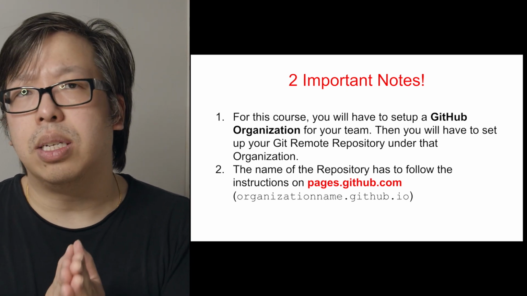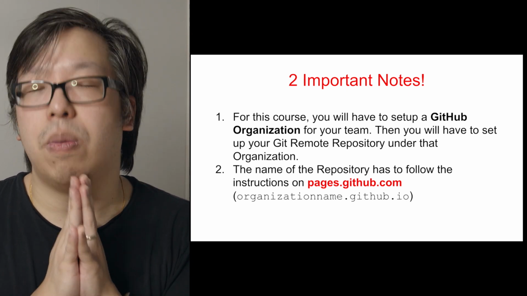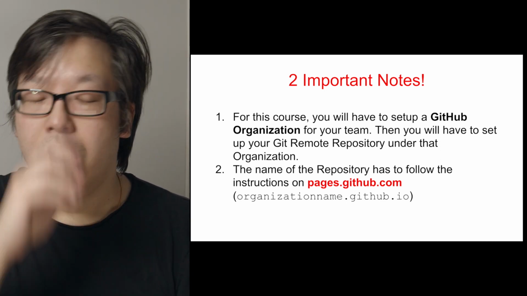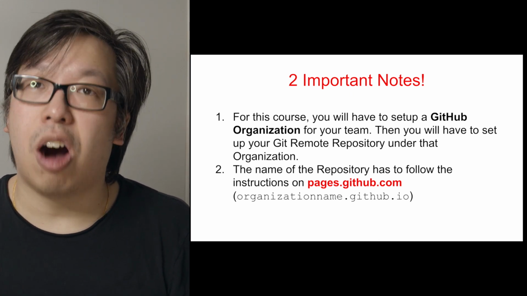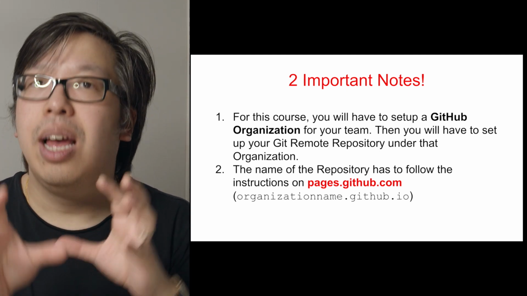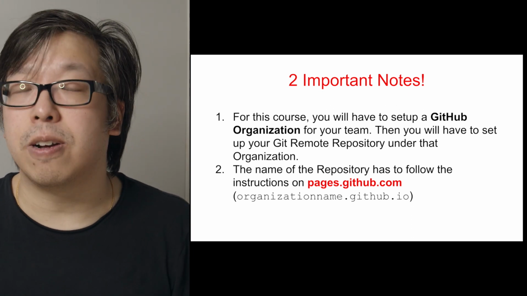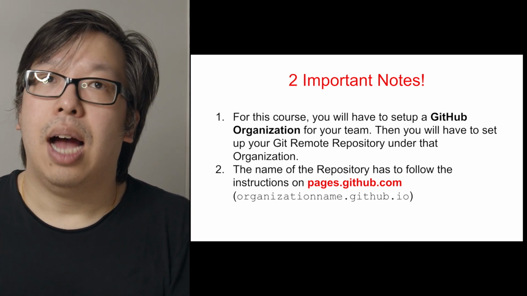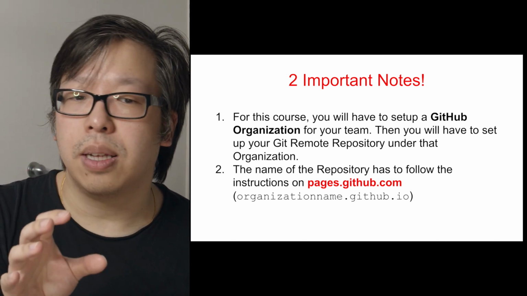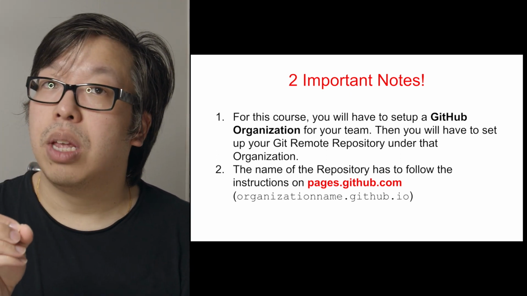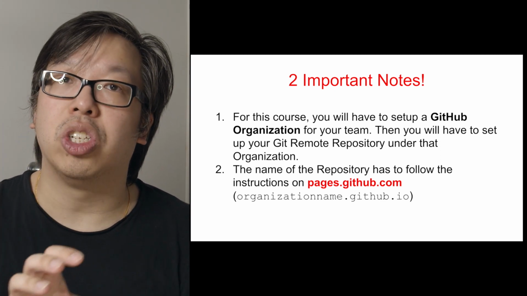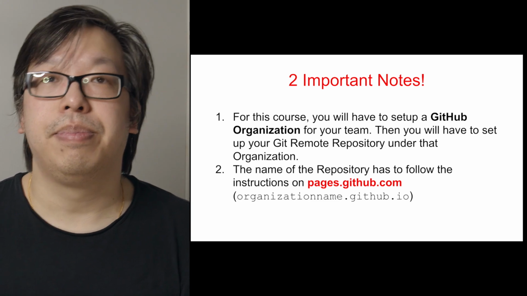Now, it's very important that you name your repository a very special way for this course. This is not in general. This is just for this course. You want to go to pages.github.com and look up their instructions on how you name your organization and how you name your repository. This becomes very important because if you do this correctly, it'll basically set up a website for you, which is really nice. Okay, so it's very important in this course that you're using GitHub organizations, and you're going to set up your organization name and your repository name using the instructions on pages.github.com.